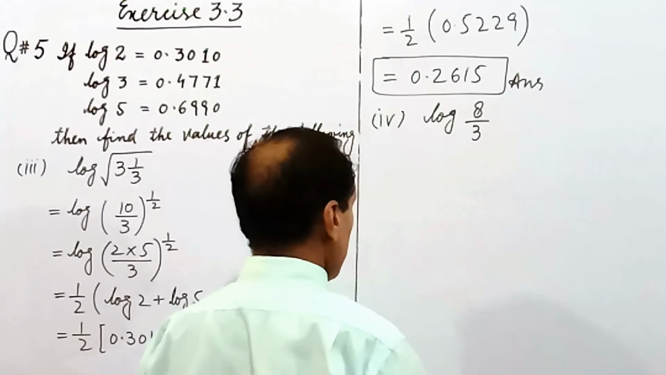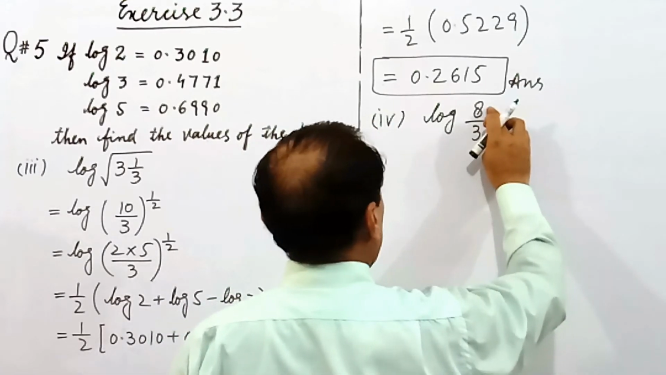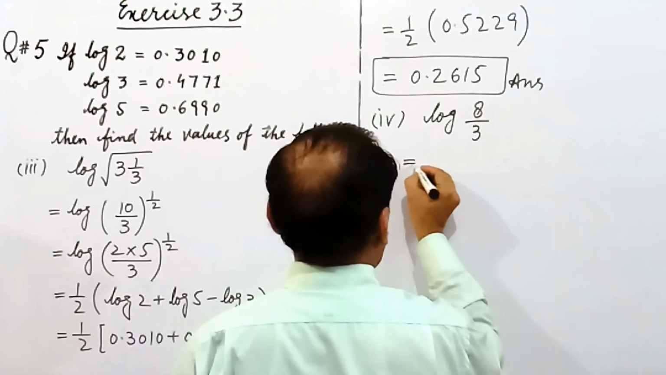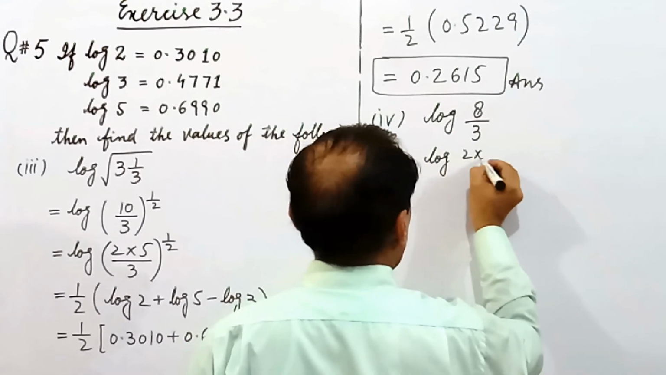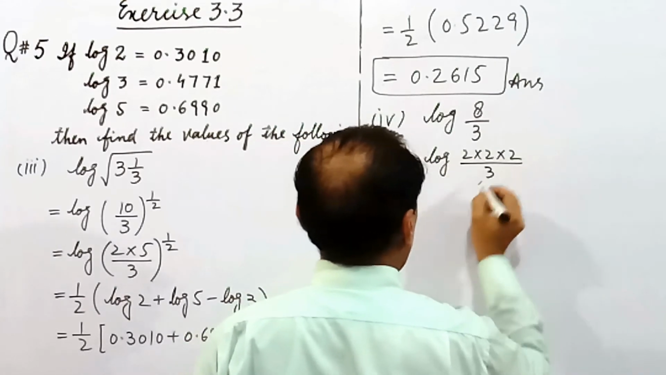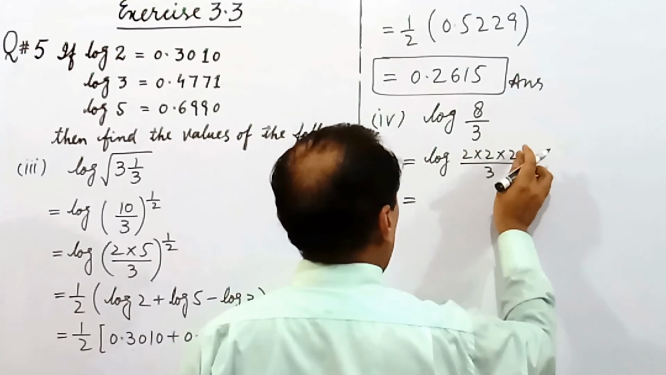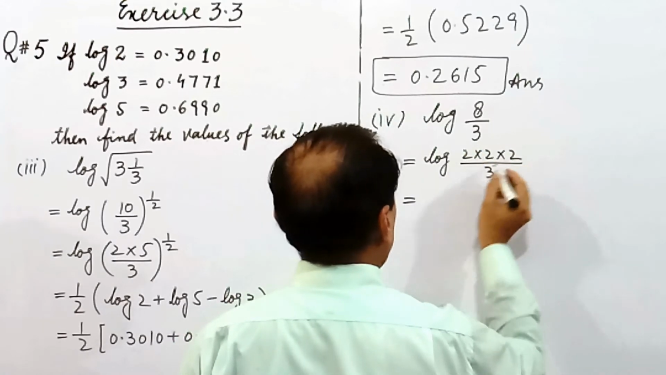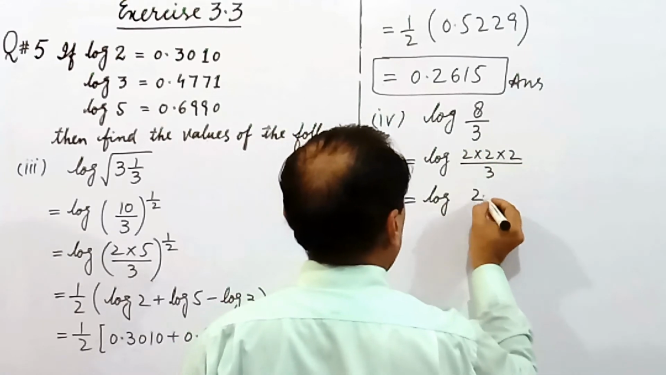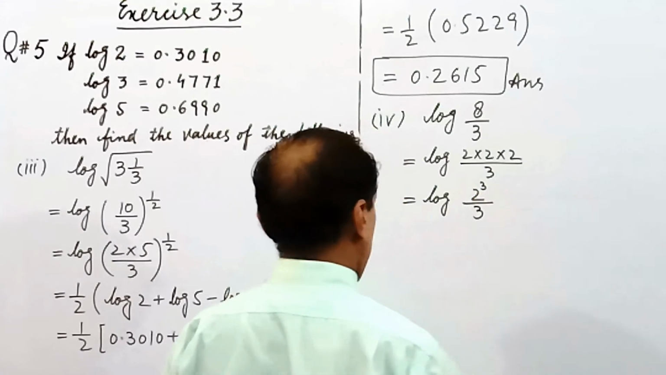We move to part 4, in which we are required to find log 8/3. As 8 is a composite number, we find its prime factors, and that is log 2 times 2 times 2 over 3. As the bases are the same and the powers are added, according to the law of sum of power, it can be written as log 2 raised to power 3 divided by 3.